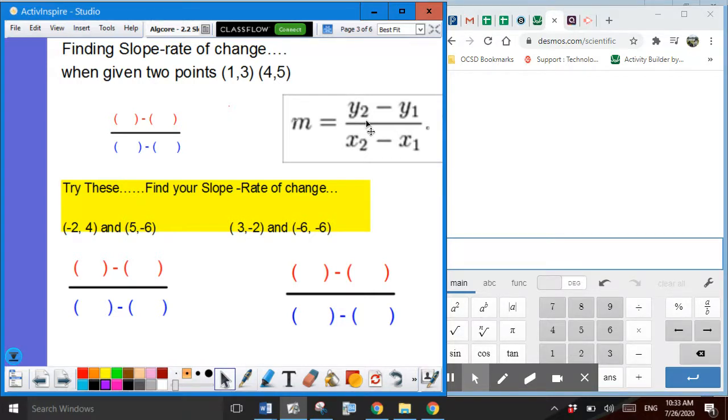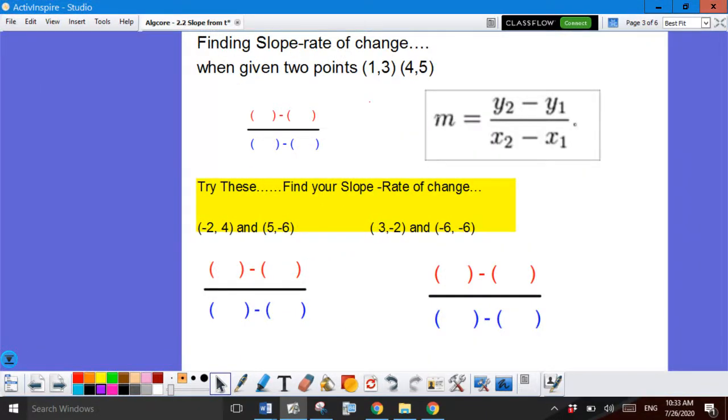Slope equals y2 minus y1 over x2 minus x1. I'm going to go ahead and make this bigger for us for just a few minutes. These are ordered pairs, x1, y1, x2, y2. All those subscripts are just telling me I have 2 points. So I'm going to label x1, y1, because this is point number 1, and x2, y2, because this is point number 2. And now I'm going to put the numbers into my formula in the right spot.